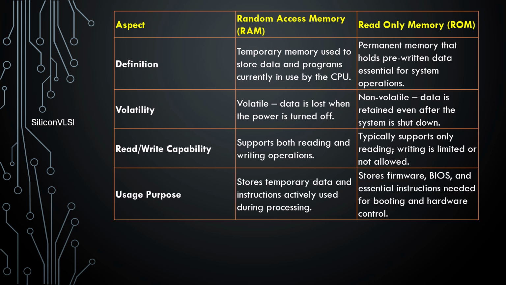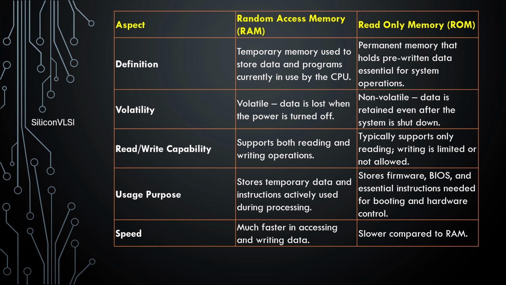Fourth is usage purpose. RAM is used to store temporary data and instructions currently in active use during processing, while ROM is used to store firmware, BIOS and the essential instructions needed for booting and hardware control.